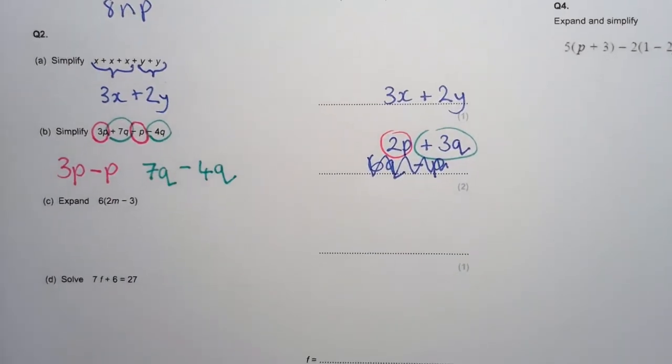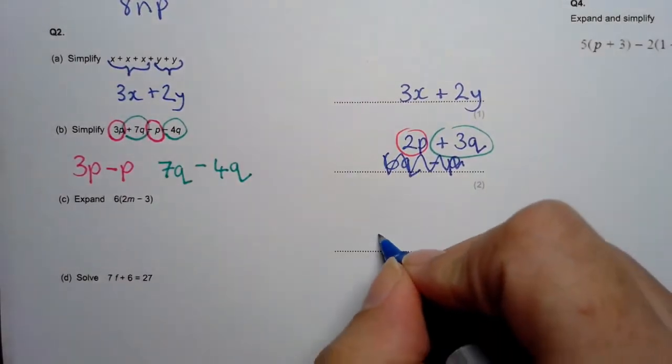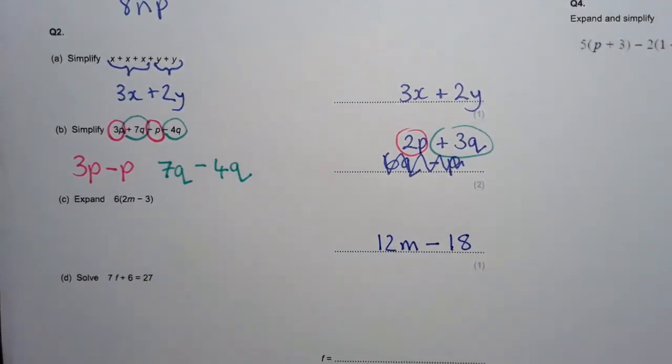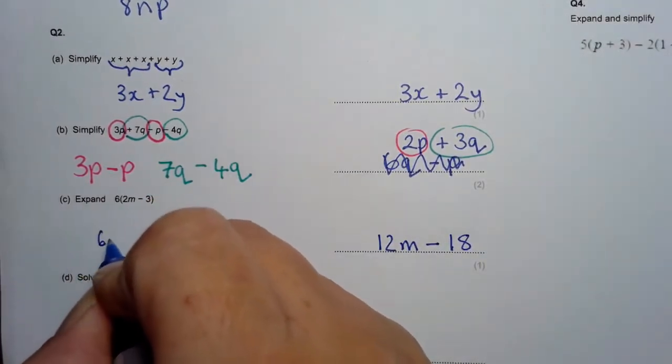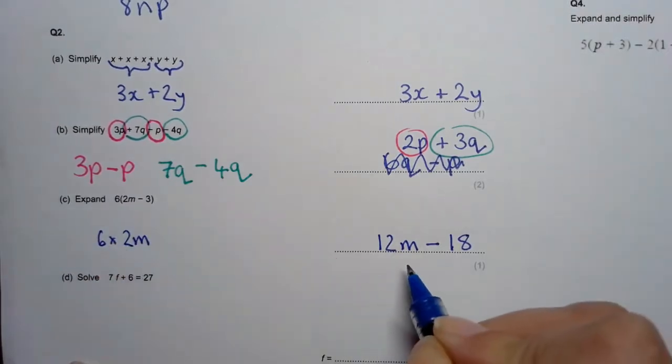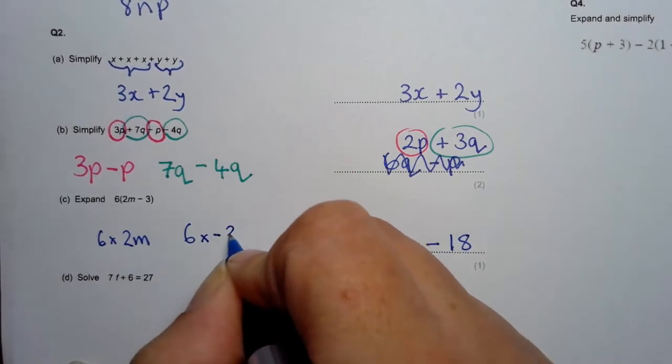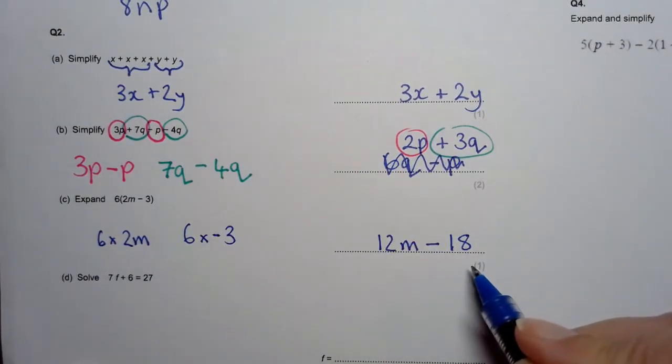Part C of this question, you should have 12m minus 18. And this comes from doing 6 times 2m, which you can see has given you the 12m, and then 6 times minus 3, which gives you the minus 18.